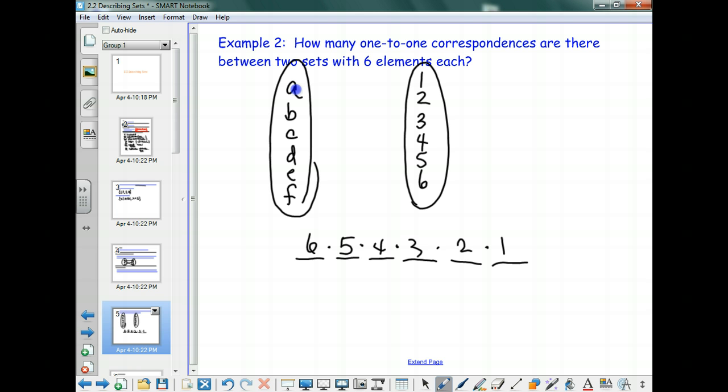This is called the fundamental principle of counting. The number of ways the whole event can happen is the product of the number of ways each individual piece of it can happen. And you can grab your calculator if you'd like. You're going to multiply 6 times 5 times 4 times 3 times 2 times 1. And you'll find the number of different ways that I could have created this correspondence. Anybody do it yet? 720. There are 720 correspondences.